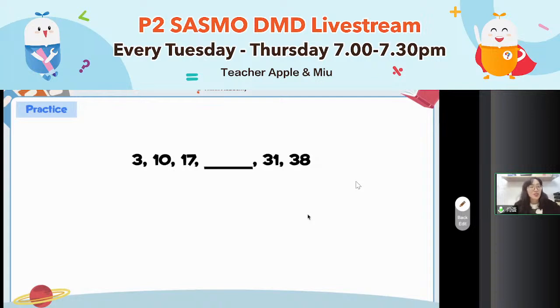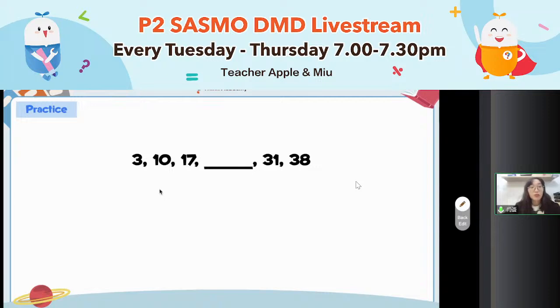Okay, next one, let's do another practice. 3, 10, 17. Next one, what is the missing number? 3, 10, 17, next one, 31 and then 38. So what is the missing number in the middle? If you have the pencil and the paper, everyone try to draw the bridges, okay? Try to draw the bridges.